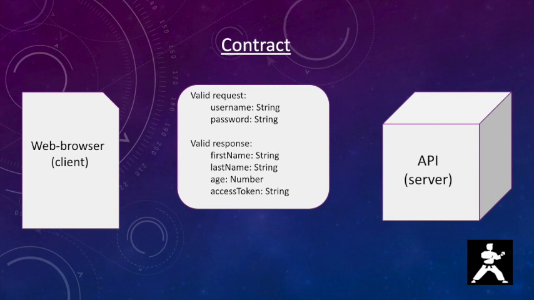And usually this contract may look like this. A valid request would be a username and password that should be of type string, and a valid response should be an object with first name, last name, access token, which should be a string, and age, which should be a number. But what will happen, for example, if a backend developer breaks this contract and does not provide the valid response that the client is actually expecting?